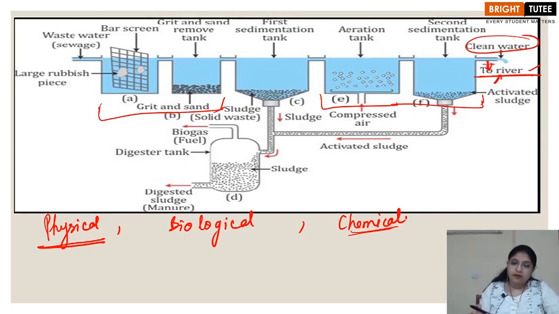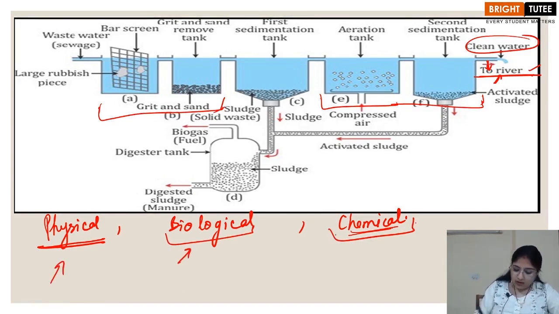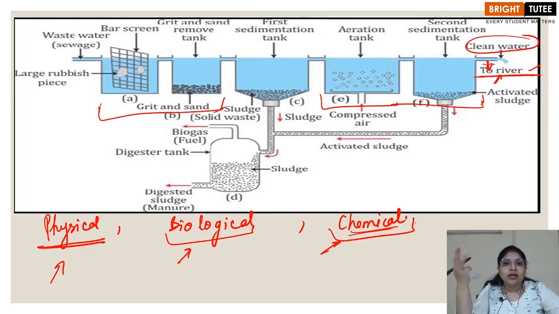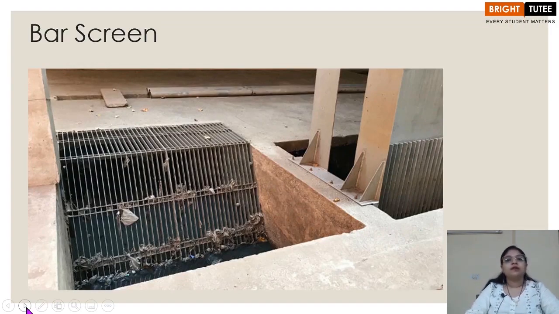Right? So always remember, students, that there are three types of processes that take place, that is physical, biological, and chemical processes. And also understand that these are the three processes which remove physical, biological, and chemical contaminants. So now let's move on and talk about the very first process and very first phase of cleaning that takes place. The very first cleaning that takes place is through a bar screen.